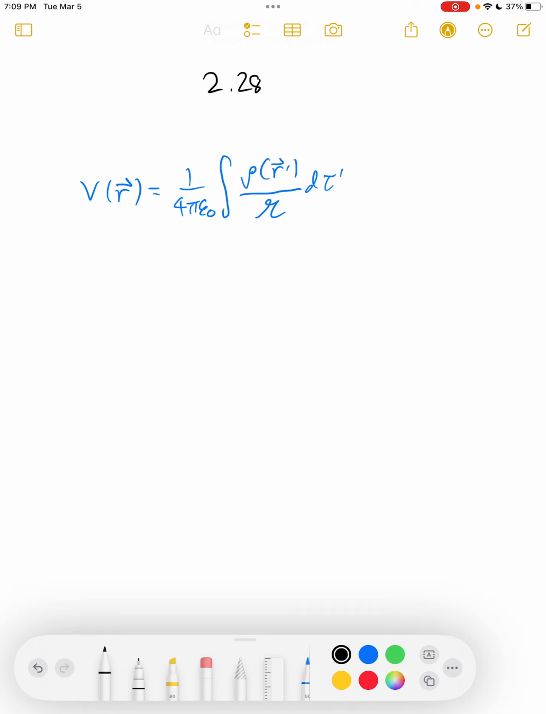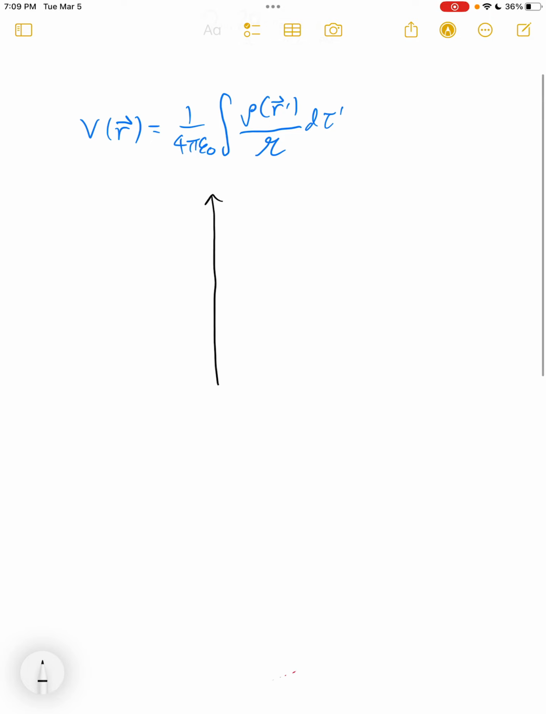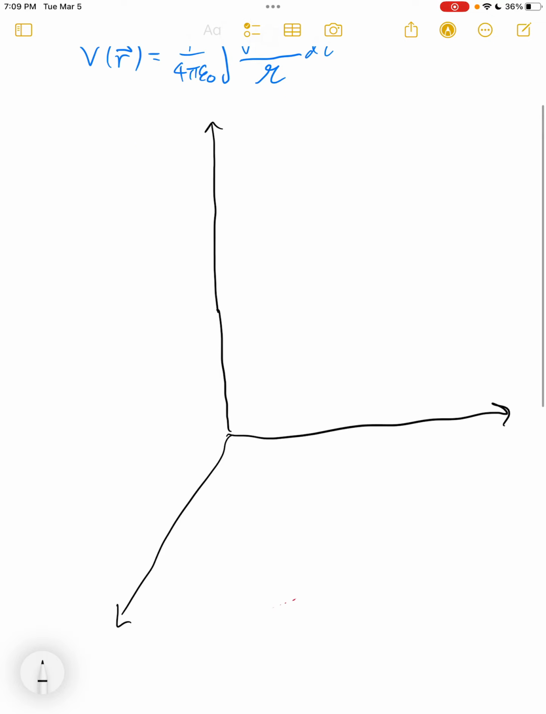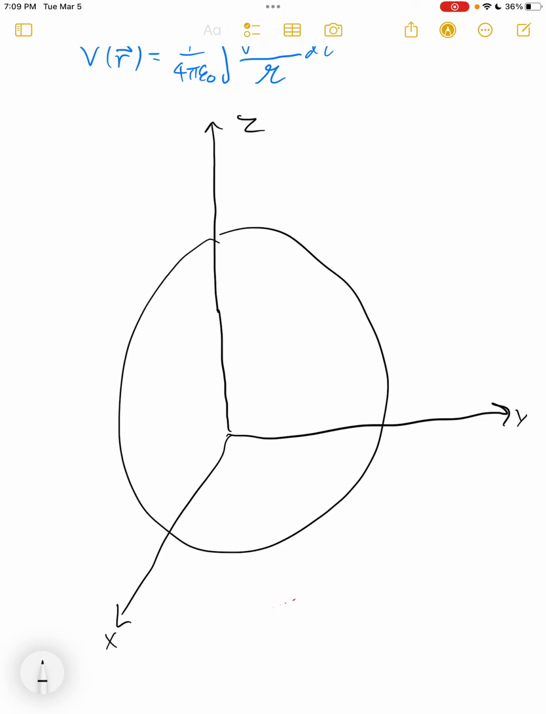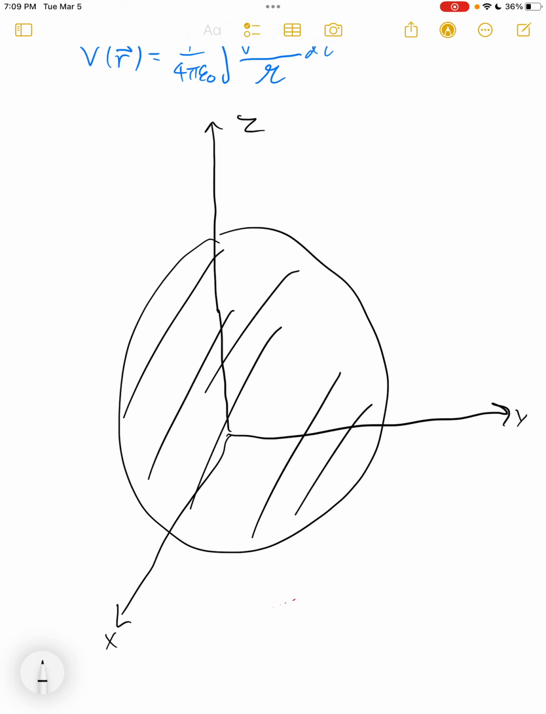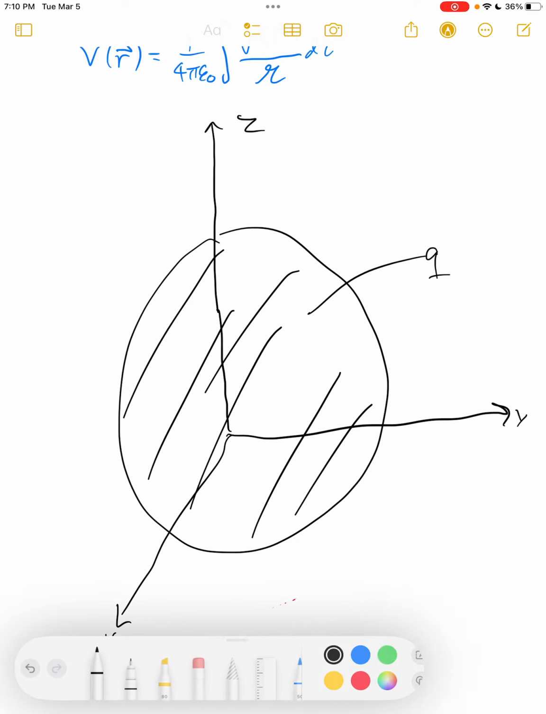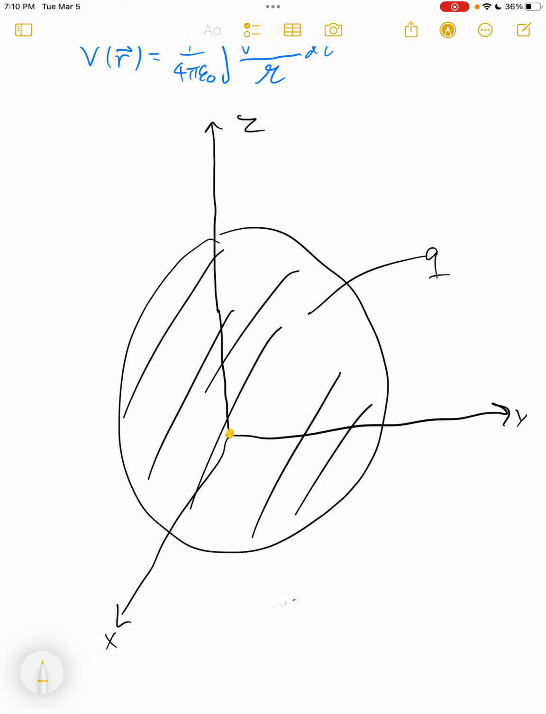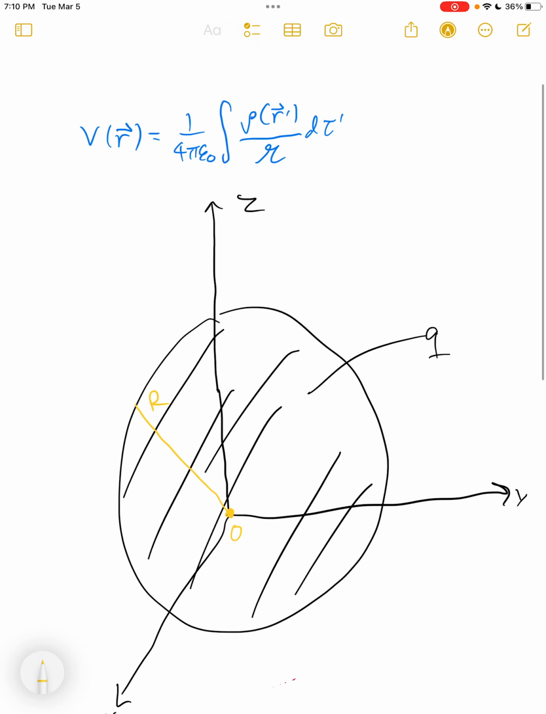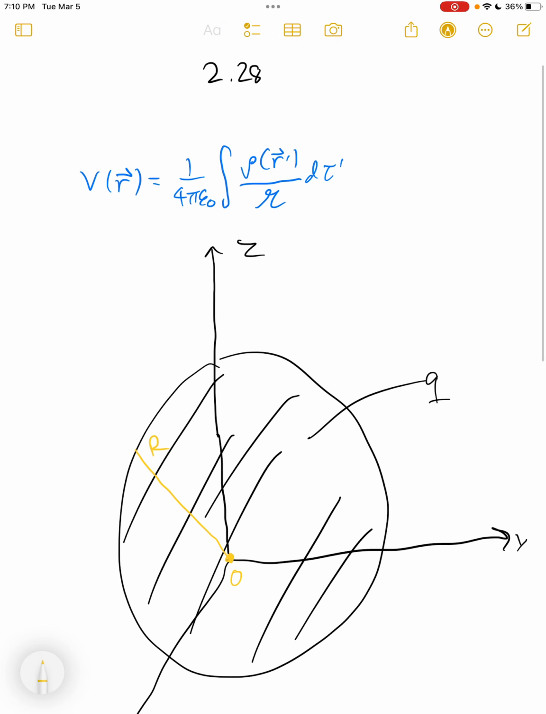Let's draw out the sphere. Here's the z-axis. Here is x, y. The sphere is solid and has total charge Q. It has, this is my origin, radius capital R. Okay, so we need to define three things before we can do this integral: script R magnitude, d tau prime, and the charge density, rho.